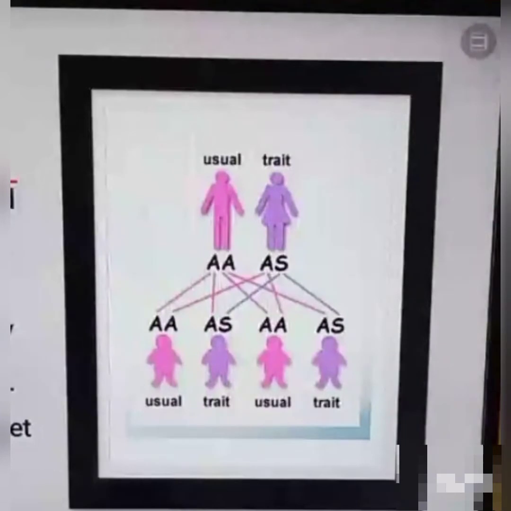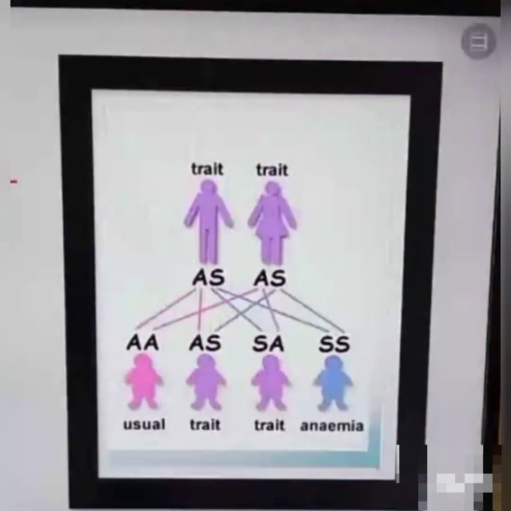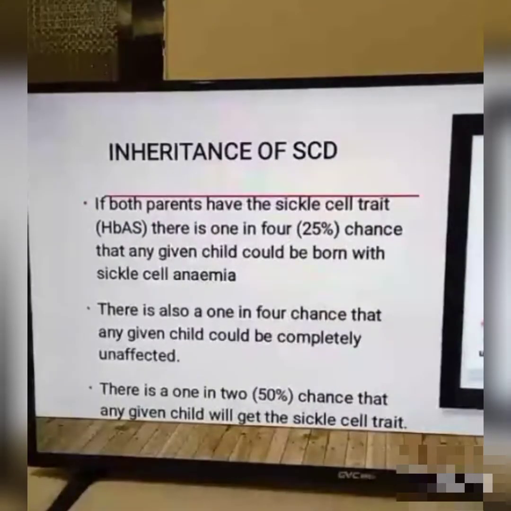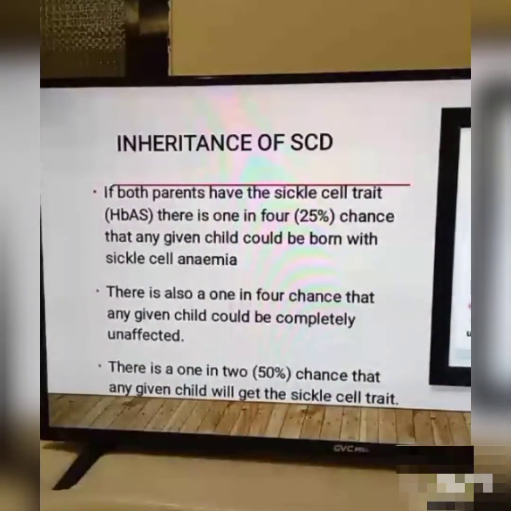So let's go to the next scenario. What if both parents carry the trait? Remember I said the trait means the person has the gene but is not having the disease. So what are the possible outcomes? If all of them have the trait, it means that there's a 1 in 4 chance that the child will have SS, that is sickle cell anemia, and there's another 1 in 4 chance that the child will be completely normal. There's also a 1 in 2 chance, that is 50% chance, that the child will get the sickle cell trait.